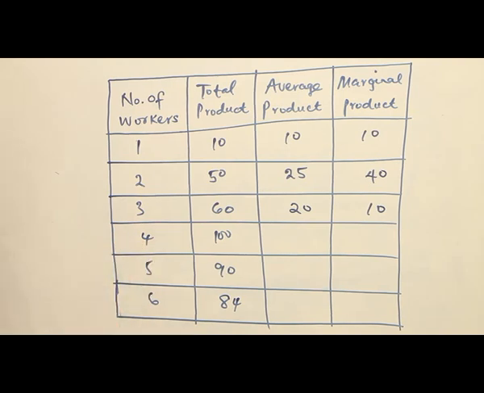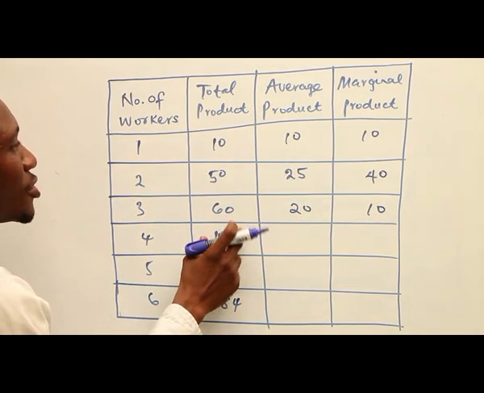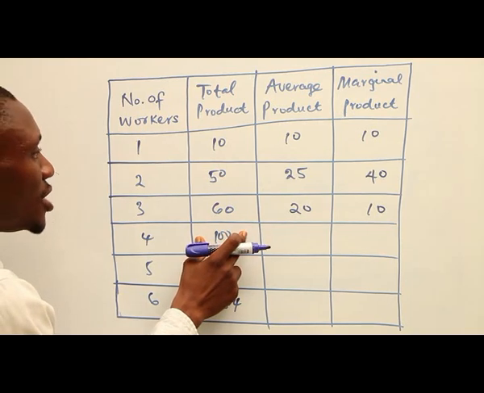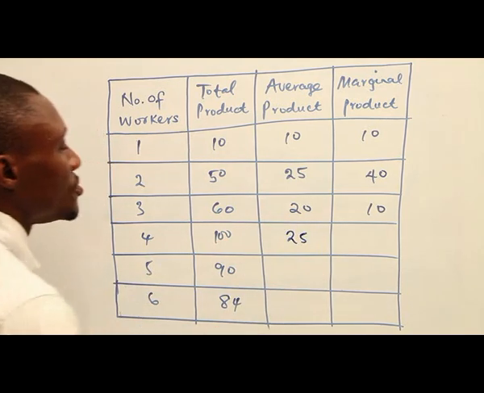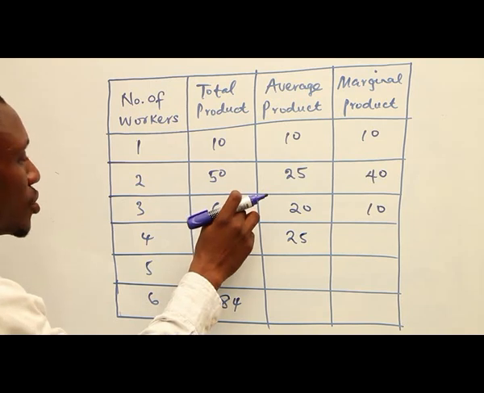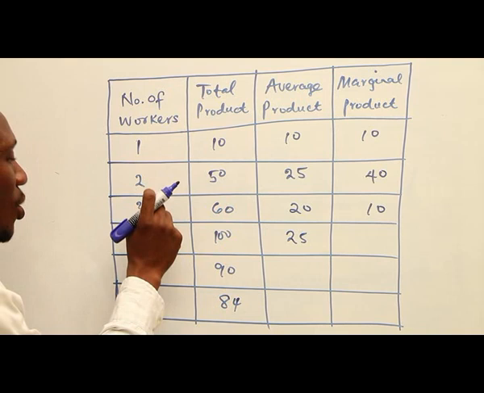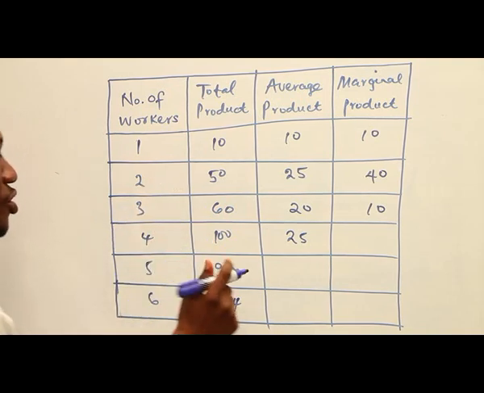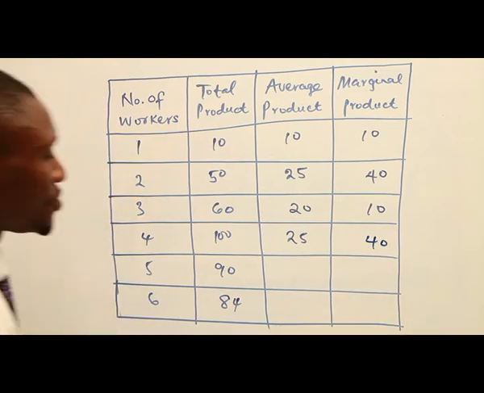When we have 4 workers, that is an additional worker from 3 workers to 4 workers, the total product happens to be 100 units. And what's going to be the average product? 100 divided by 4, we have 25. Now, what's going to be the marginal product? The change from 60 to 100 as a result of the change in workers from 3 to 4 is going to be 40 as well.